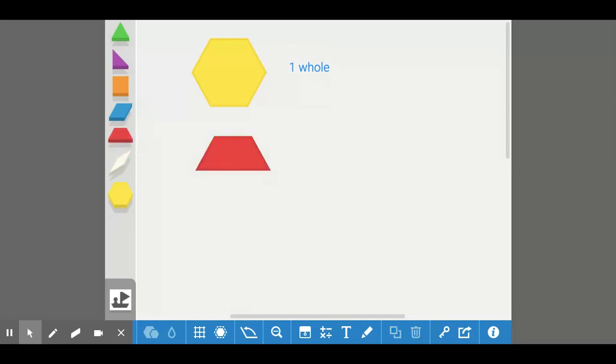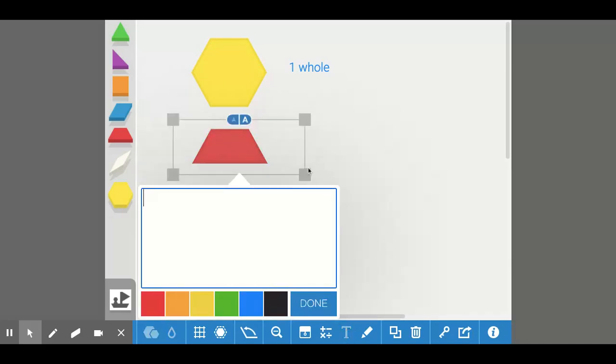So how many of these red shapes fit inside the hexagon? What fraction of the whole is the red shape? You may automatically know the answer to that, or you can check. You can actually place the shapes over the whole. So 2 red shapes fit in the whole. So 1 red shape is half of the whole.